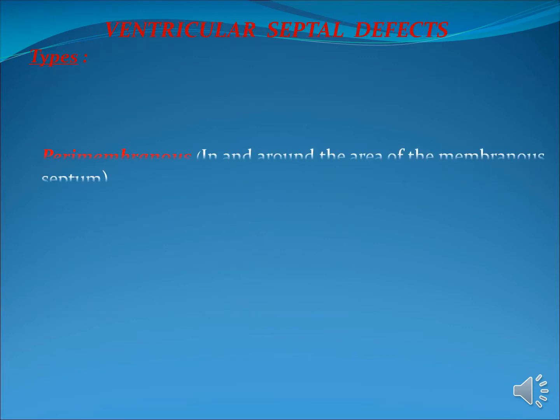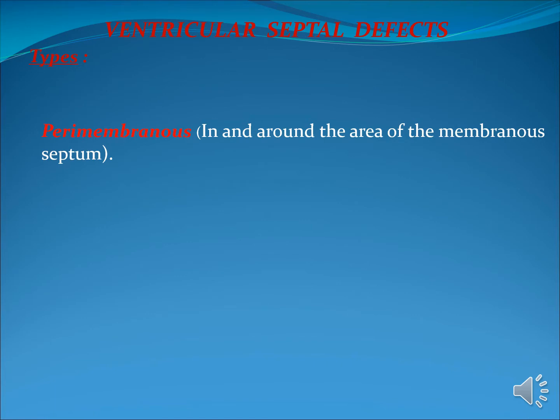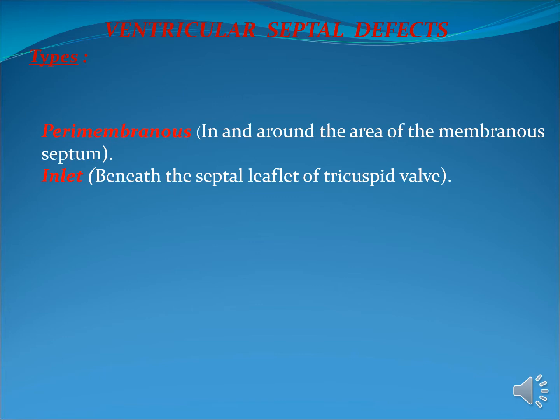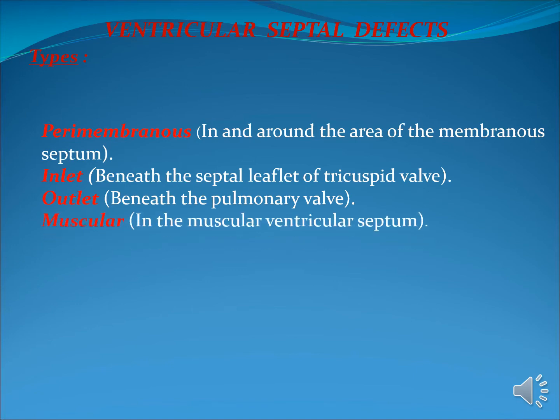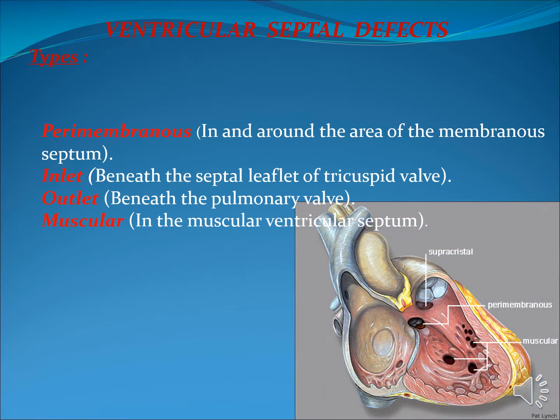Ventricular septal defects. Types. Perimembranous, in and around the area of membranous septum. Inlet, beneath the septal leaflet of the tricuspid valve. Outlet, beneath the pulmonary valve. Muscular, in the muscular ventricular septum. Such picture to show the types of VSD.